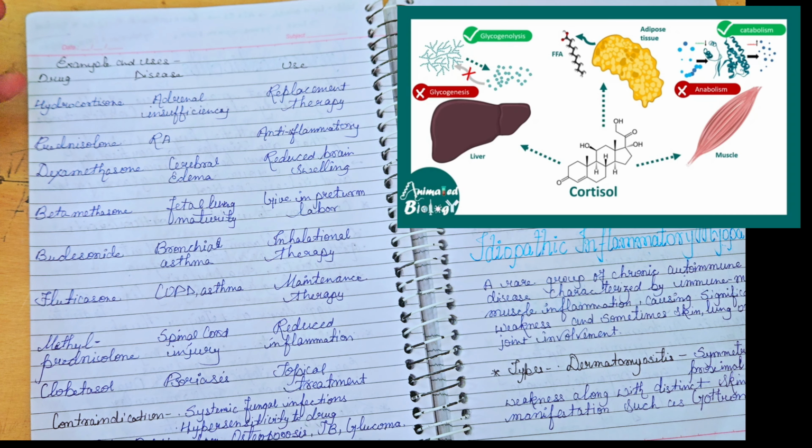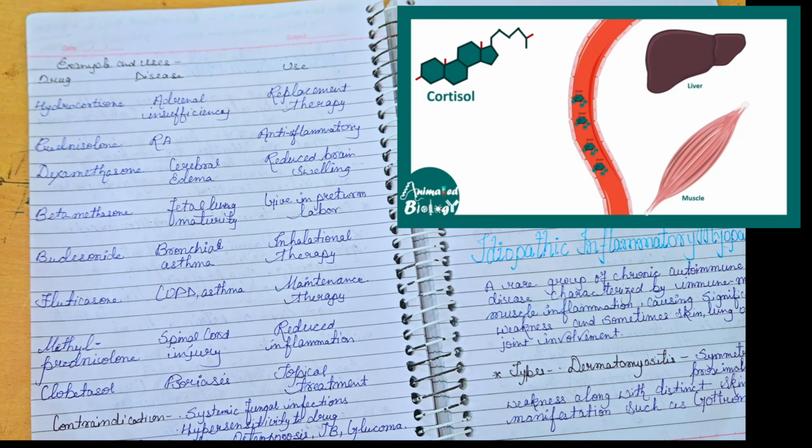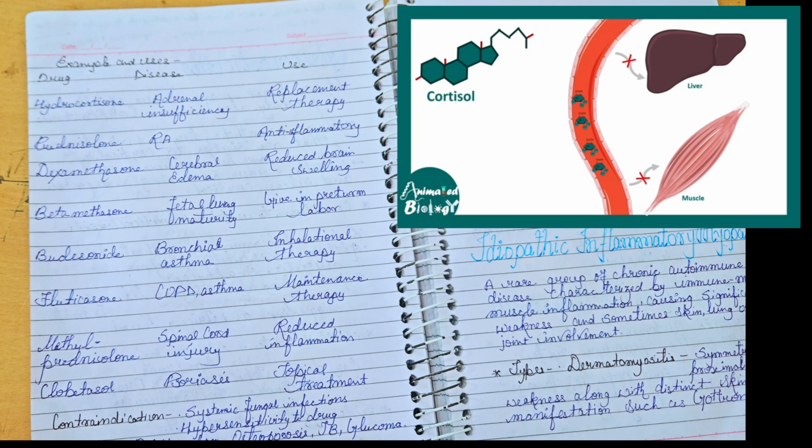Next is prednisolone, which is useful in rheumatoid arthritis. It is an anti-inflammatory drug that reduces prostaglandin signs and symptoms. Next is dexamethasone, which is given in cerebral edema. In cerebral edema there is too much fluid accumulation in the extracellular matrix of the brain, so it reduces the brain swelling, and the dexamethasone drug helps the fluid move out from the extracellular matrix.